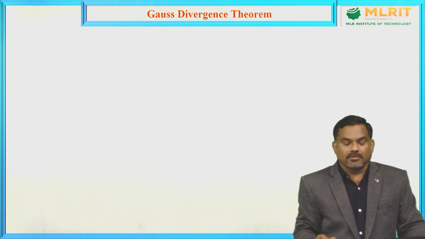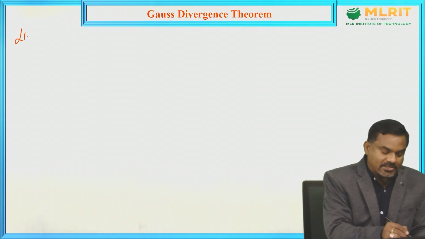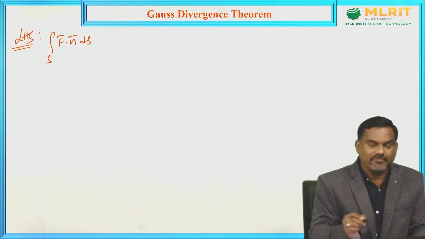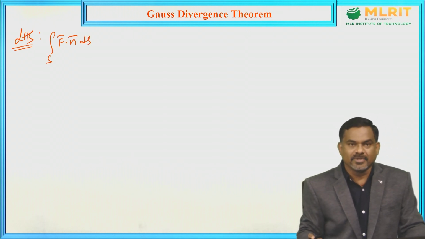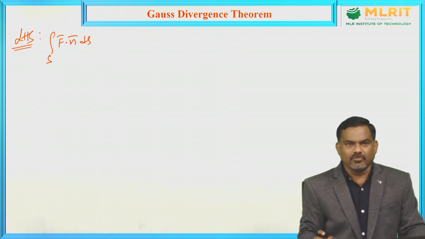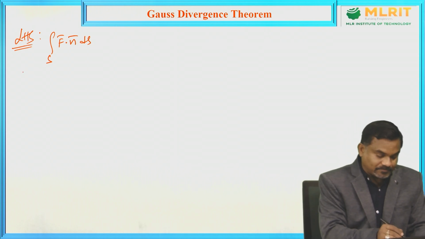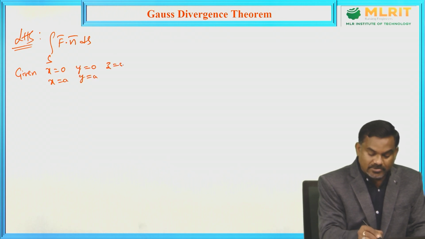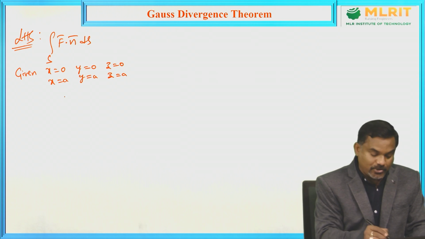Now we need to evaluate the LHS. What is LHS? The integral of f bar dot n bar ds, the surface integral. Surface integral means over each surface of the given region, we need to evaluate the double integral. So what is the given region? It is bounded by x equal to 0, x equal to a, y equal to 0, y equal to a, and z equal to 0, z equal to a, which is a cube.